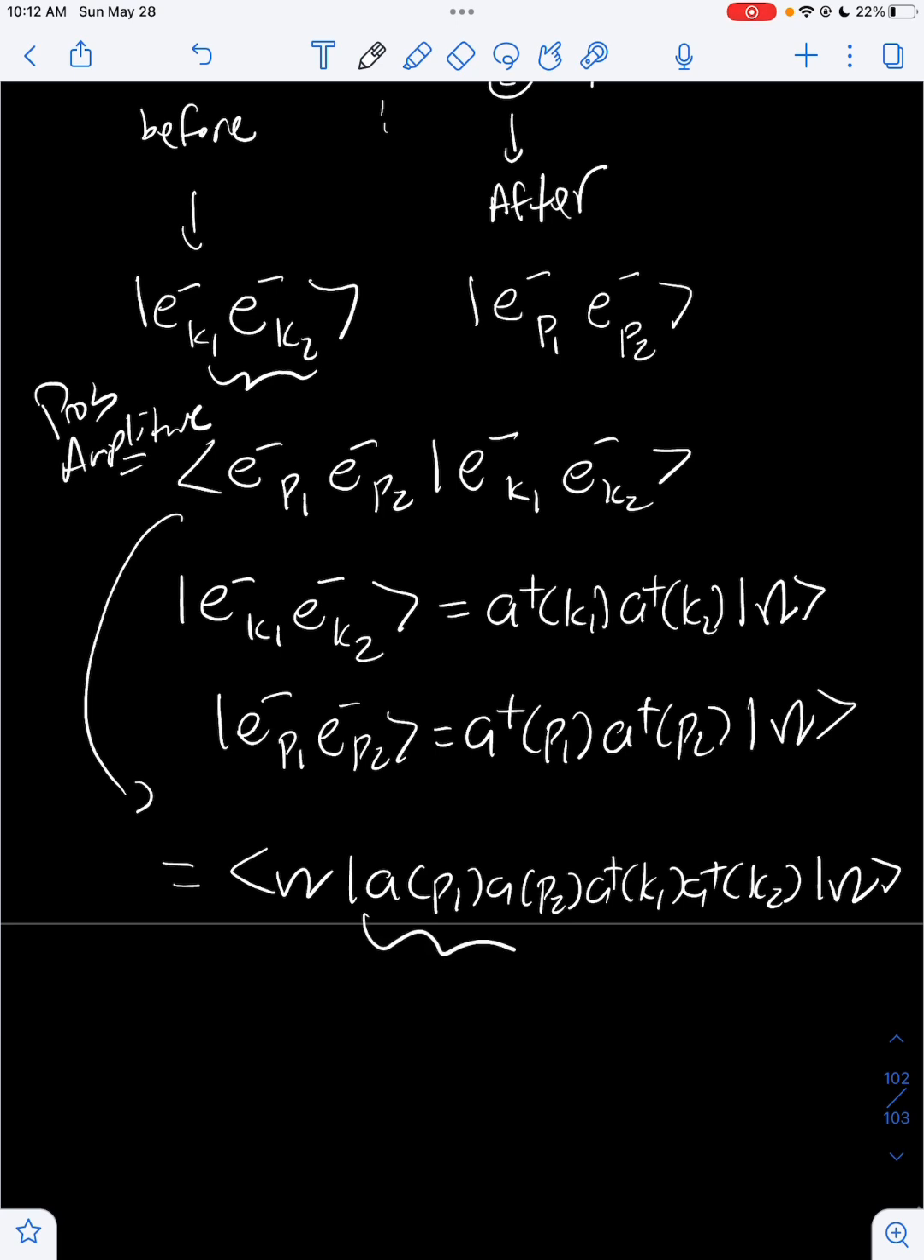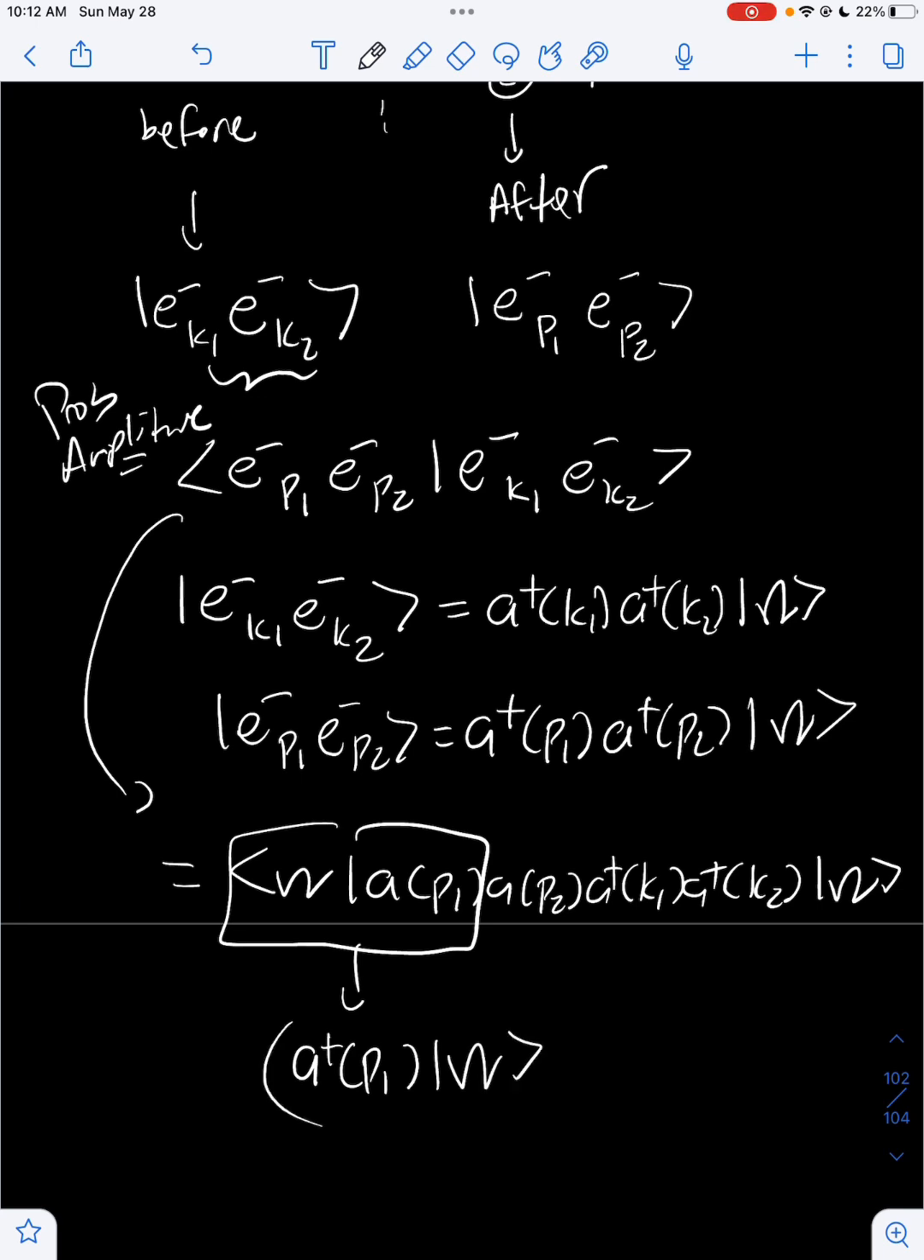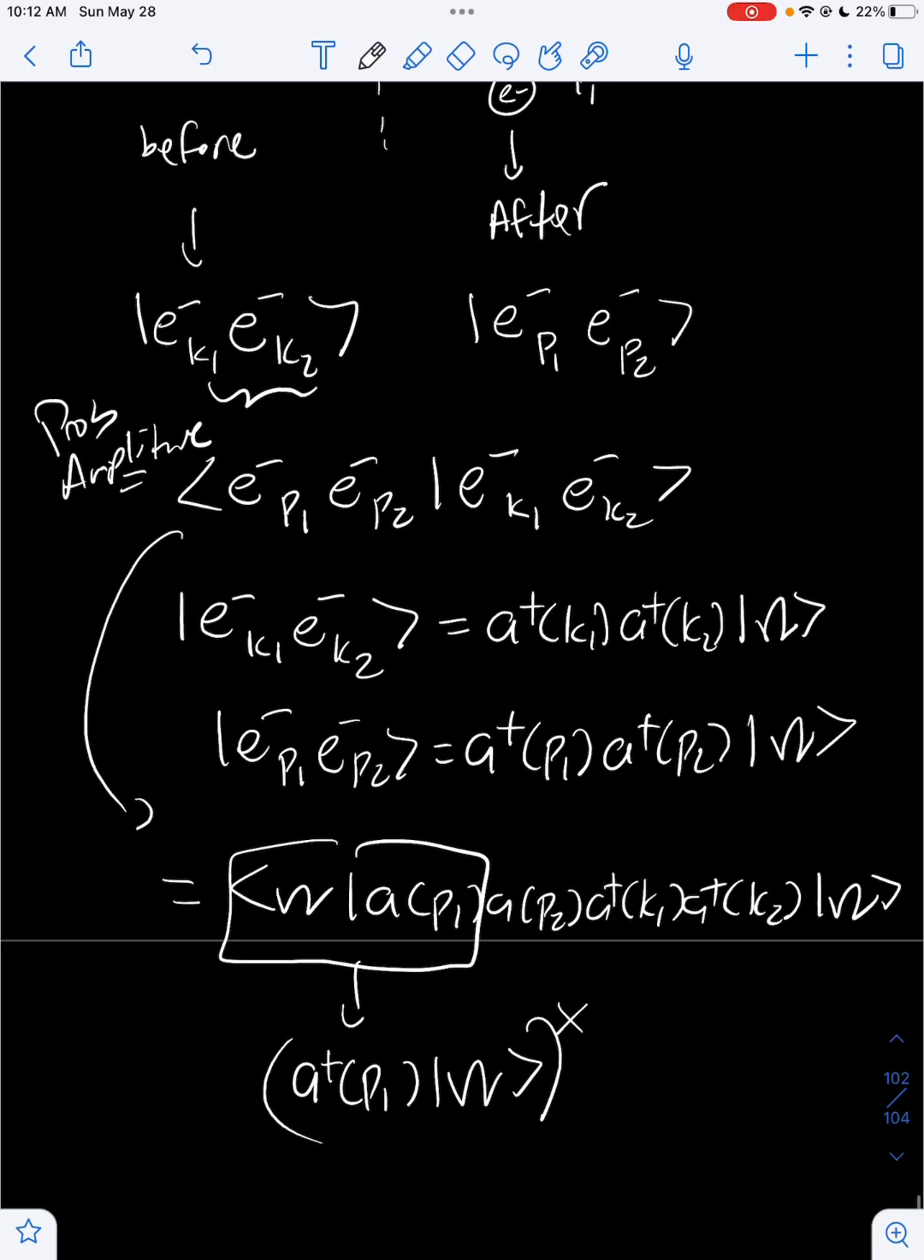and here we have A's instead of A conjugates, because this over here is the same thing as A conjugate p1 acting on the vacuum state, conjugated. And we have this conjugated right over here.